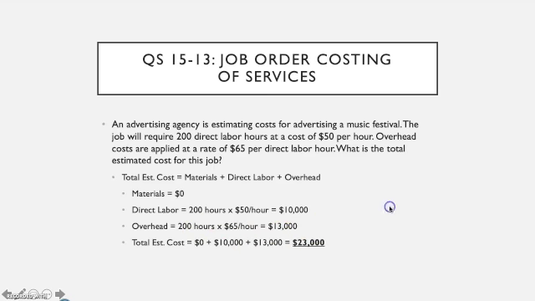So the final step here is to add the three parts up. $0 in material costs plus $10,000 in direct labor costs plus $13,000 in allocated overhead costs is going to give us a total estimated cost for the music festival advertising of $23,000. Similar to the last pre-assignment, the actual calculations are pretty easy. It's just figuring out this formula. So remember that the estimated cost is materials, direct labor, and overhead.